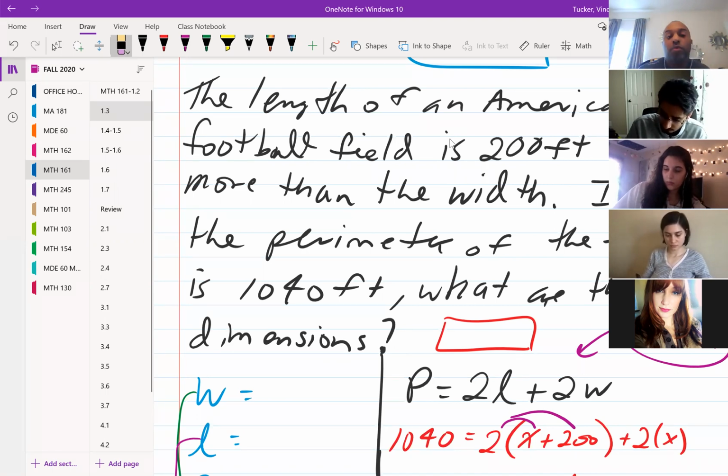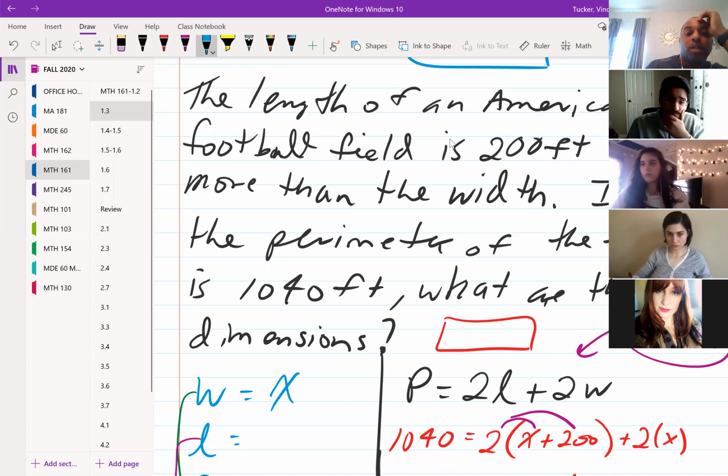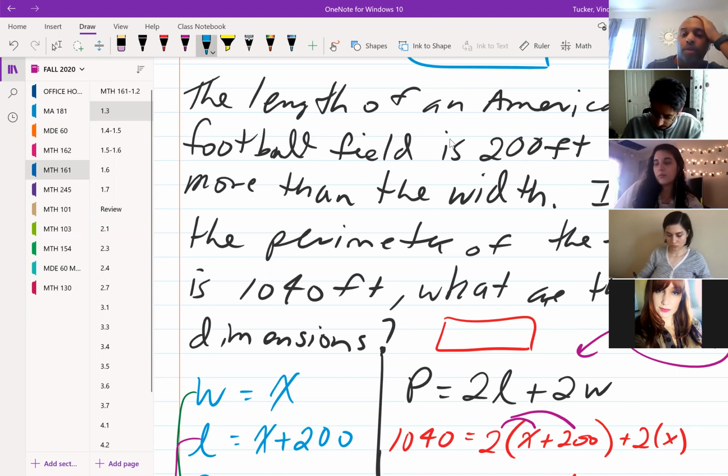So we have two unknowns here. We have our width and our length. We want to know the dimensions of our field. The field is a rectangle, which is right here. So we need a width and our length. The length is described in terms of the width. So what we can do is call the width X, and then call the length X plus 200, because it's 200 more than the width.